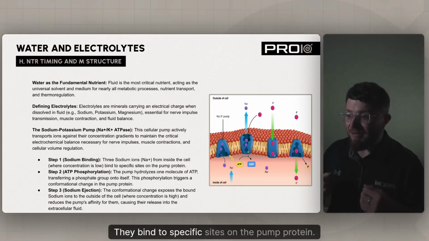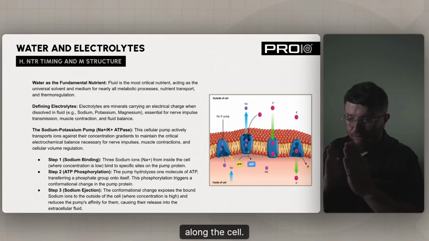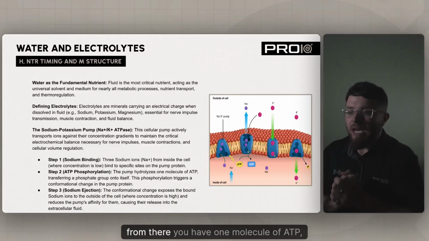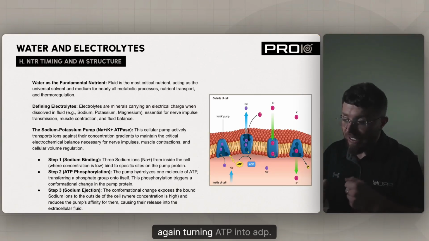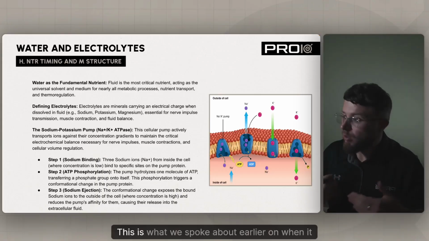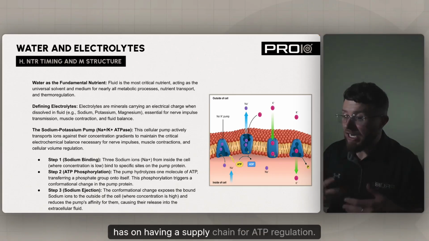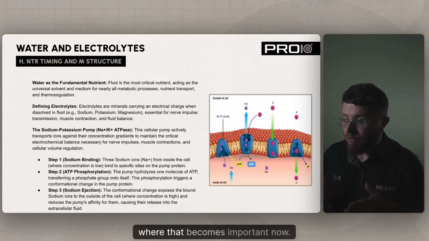They bind to specific sites on the pump protein, and you can see how it starts to shape as it moves along the cell. You have to imagine this is the same cell going through a certain process. Okay. From there, you have one molecule of ATP, which transfers one of its phosphates, again, turning ATP into ADP. This is what we spoke about earlier on when it comes to creatine and the influence creatine has on having the supply chain for ATP regulation. Here's another example of where that becomes valuable, where that becomes important.